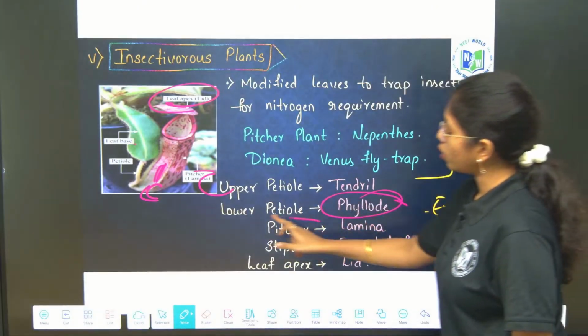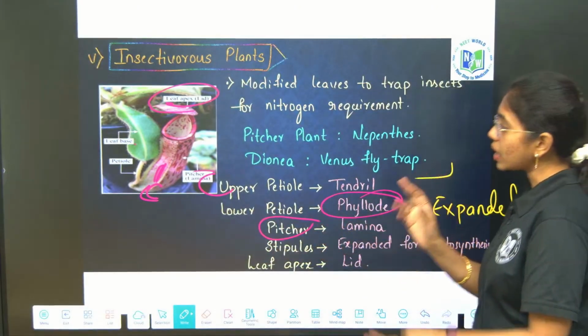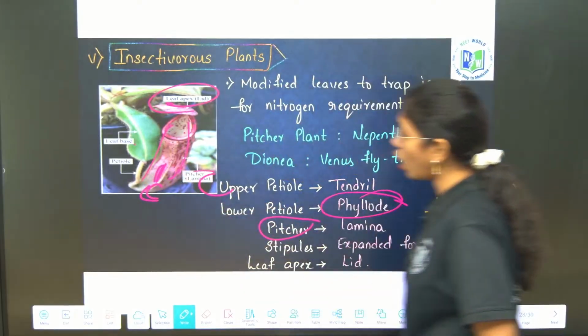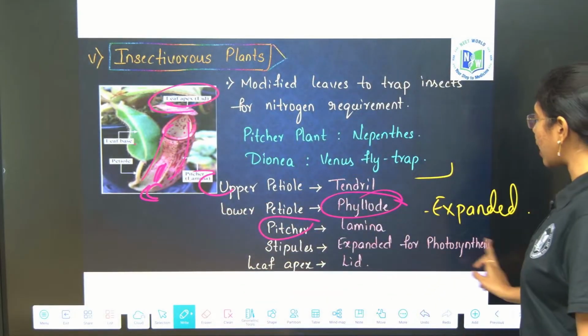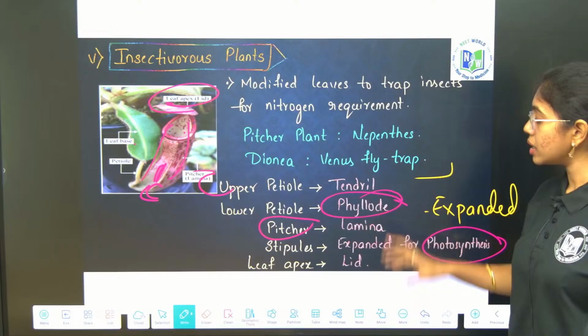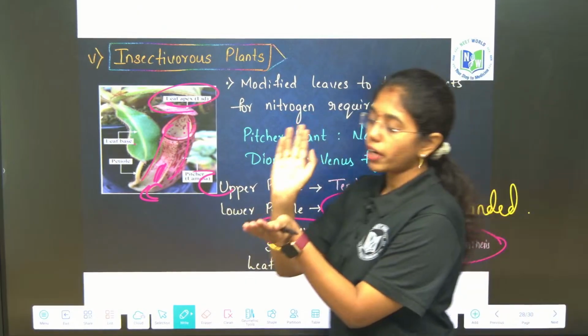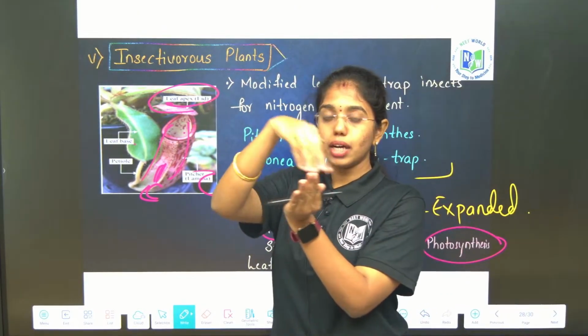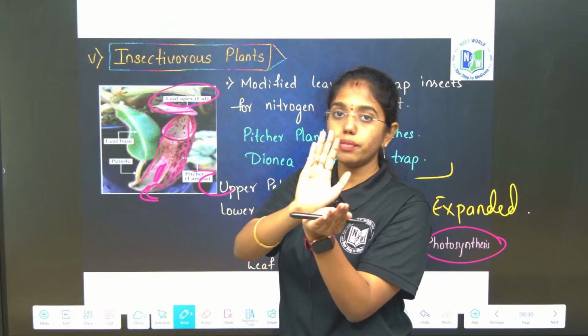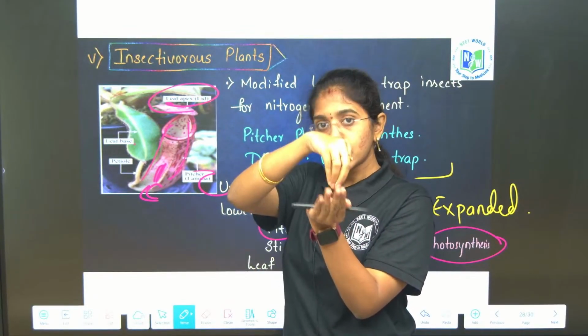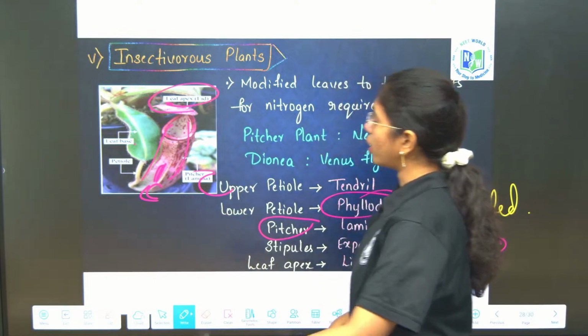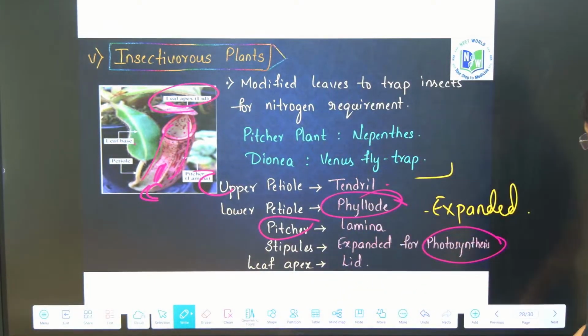Lamina is modified to pitcher to trap the insects. This is the modification of lamina, and stipules are expanded to perform photosynthesis. Leaf apex is modified to lid. So whenever the insects are in close proximity, the lid will open, which is the leaf apex. Insects are trapped into the pitcher. Clear, right? This is about insectivorous plant.